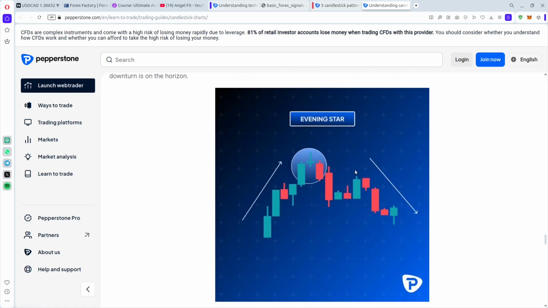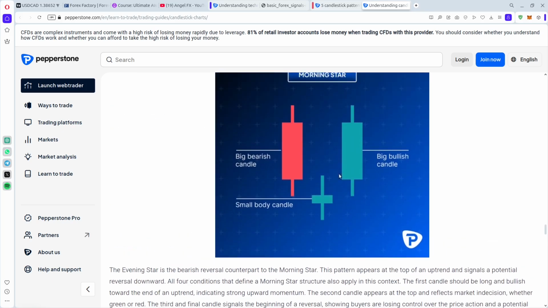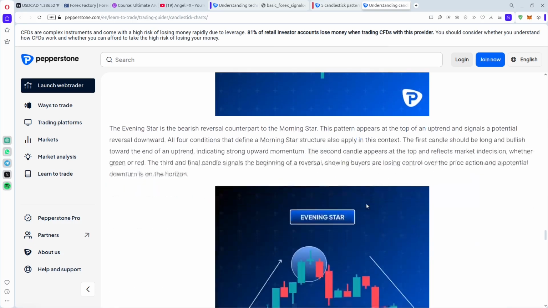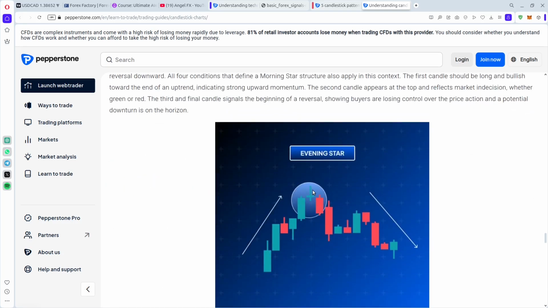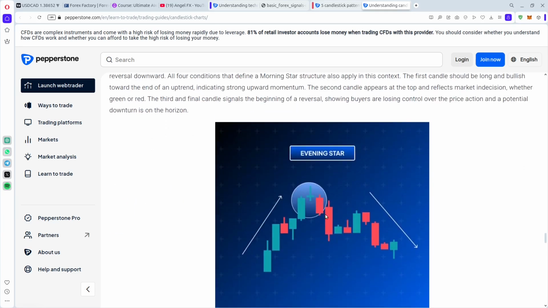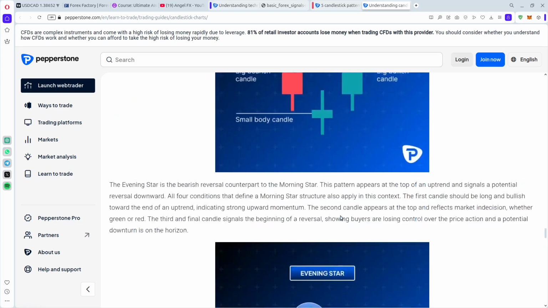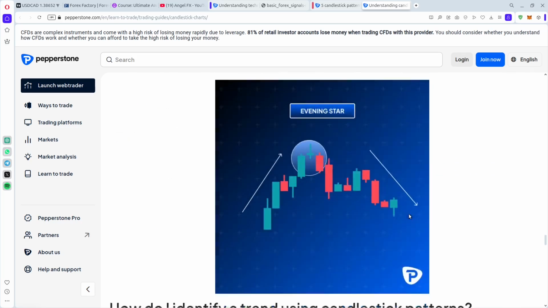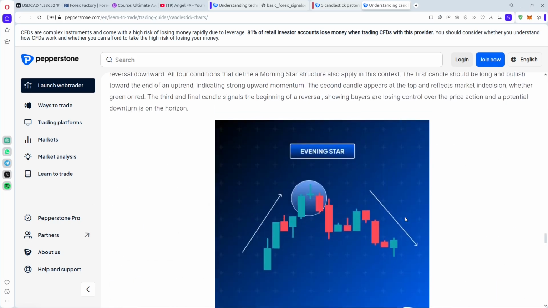This is another candle called the evening star. The morning star actually gives us insights for bullish movement, and the evening star gives us insights for bearish movements. Okay, so it's important for us to know that. As you can see, we have a green candle and a red candle, and it's just hanging there at the top. Similarly, we have a red candle and a green candle, and this morning star is at the bottom. All right, so that's one thing we ought to note.